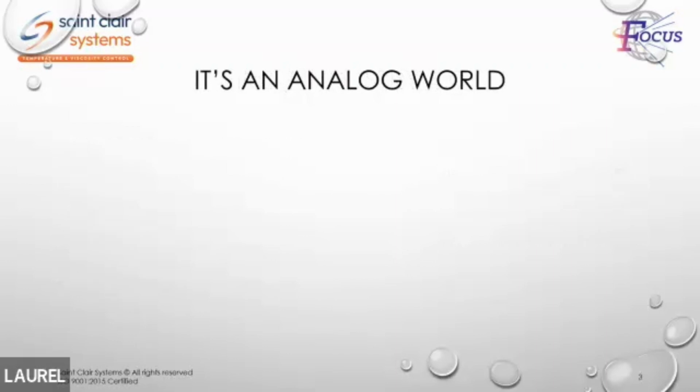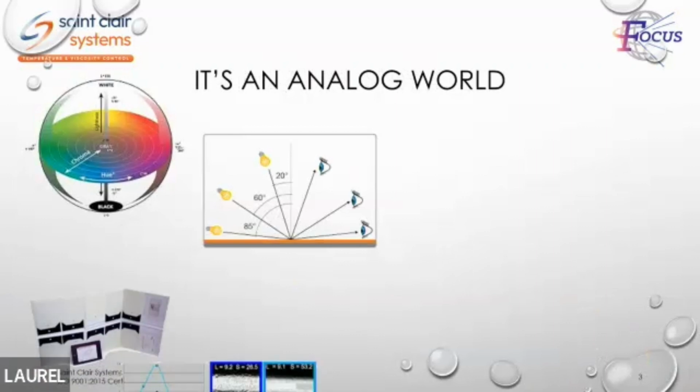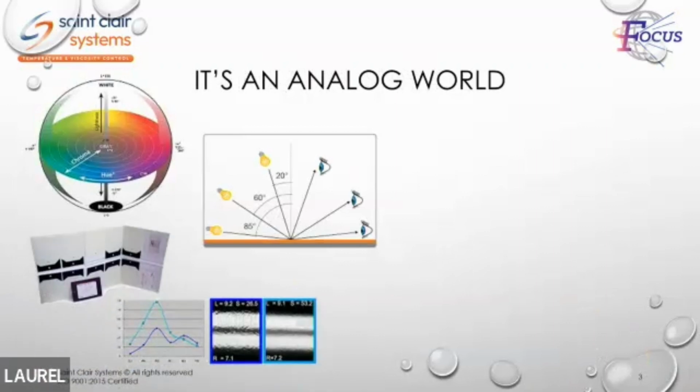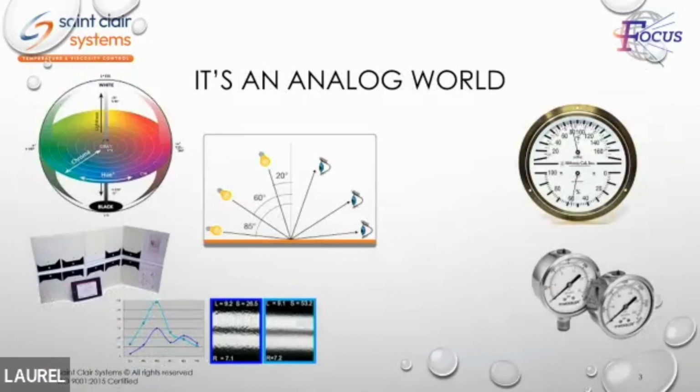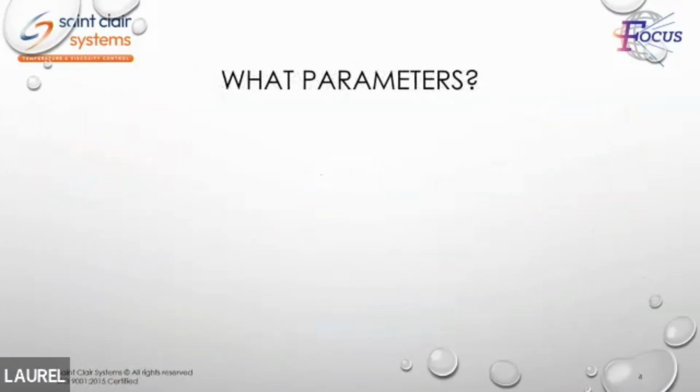Problem is, it's an analog world. The things that we're trying to achieve with our coatings, things like color or gloss or orange peel, and also those parameters that end up affecting these outcomes, things like humidity and temperature, pressure, flow, and even viscosity. All of these are parameters that have to be digitized and moved into a database if we're going to analyze them.